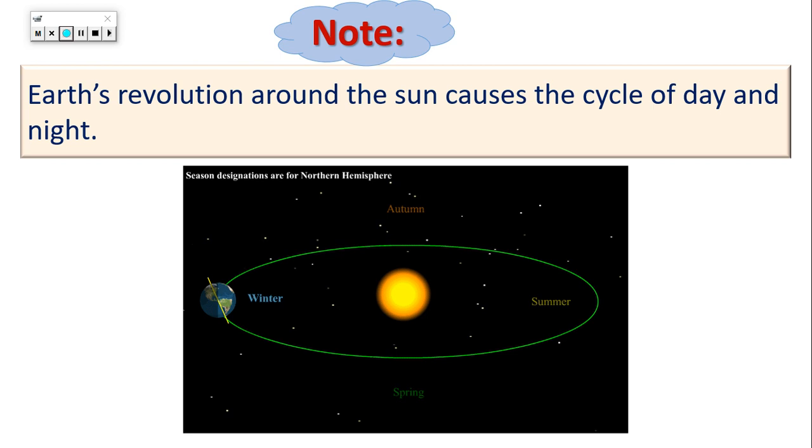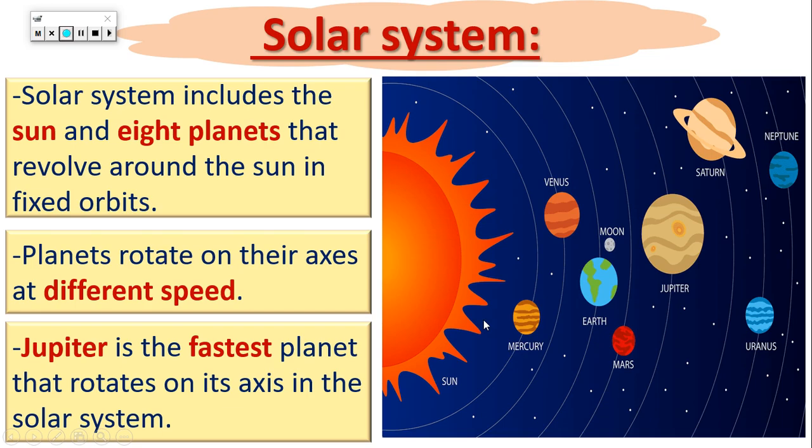And as we said before, when the Earth revolves around the Sun, it goes through the sequence of the four seasons. Our solar system includes the Sun and 8 planets, right? And the 8 planets revolve around the Sun in fixed orbits. Do you remember why they revolve around the Sun, or why the Sun is the center of the solar system? Yes, because it has the biggest mass and the biggest gravity.